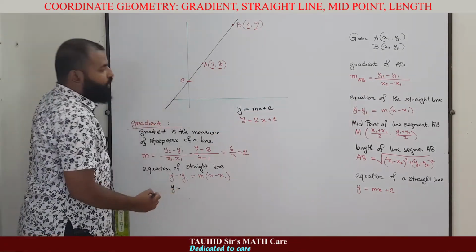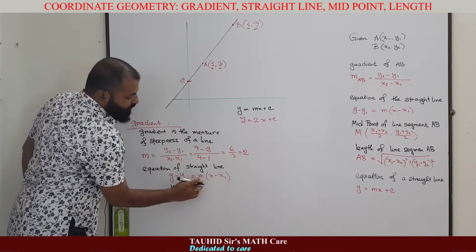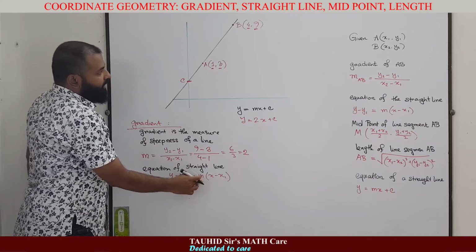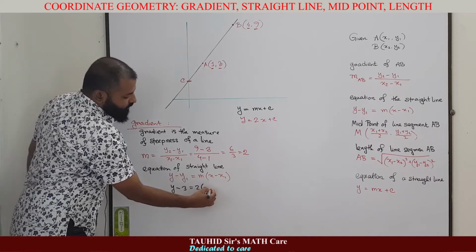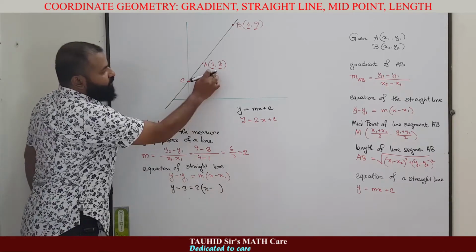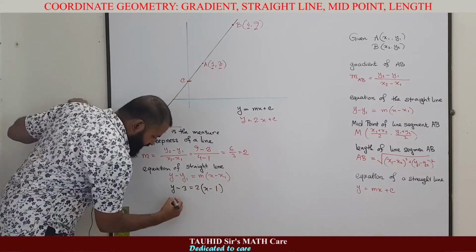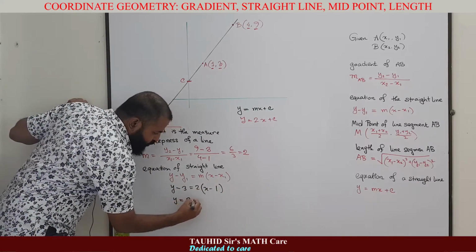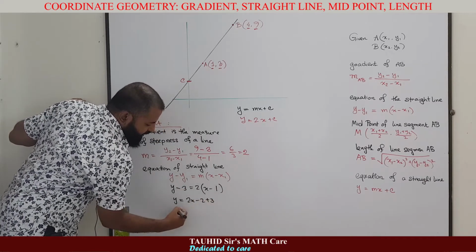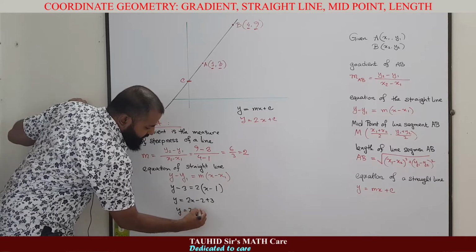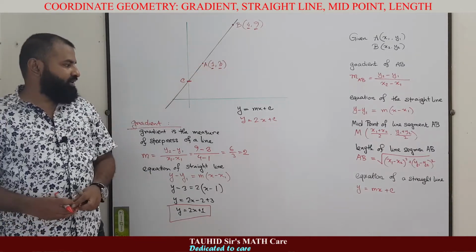Y minus y1, y1 means 3, equal to, we found the value of m. The value of m is 2, x minus x1. What is the value of x1? The value of x1 is 1. So the equation becomes y equals to 2x minus 2, this 3 will move here, plus 3. Therefore y equal to 2x plus 1. This is the equation of this straight line.